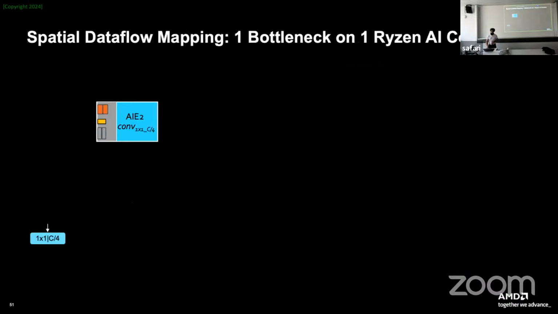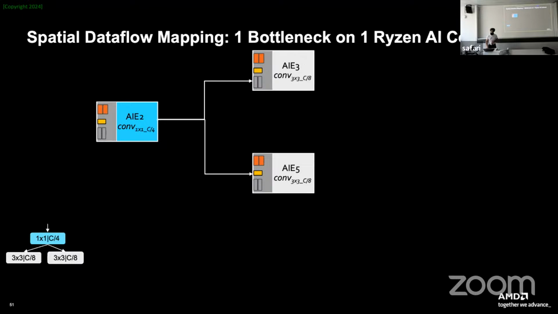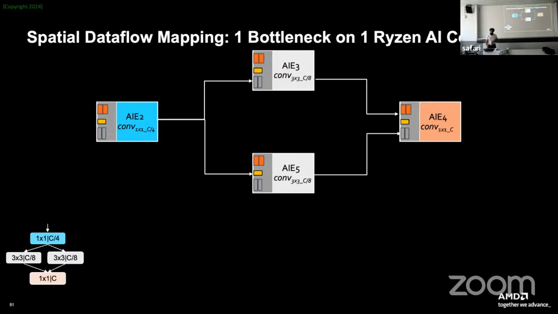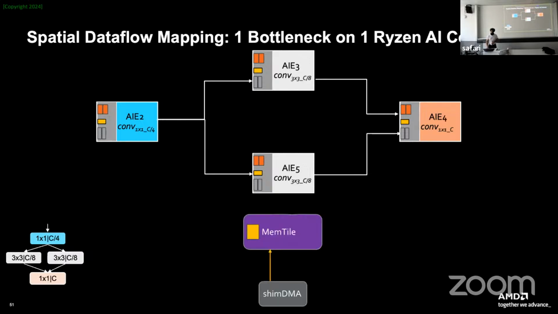Now if we have to map this block onto one column, again I'm talking about one column just to make things easier, you can map the first kernel on a single AIE core. Then the second one has more computation and more weights, so you can split it across 2 cores. And for the final one, you can map it on the remaining 1 core, because we are still assuming that we have 1 column.